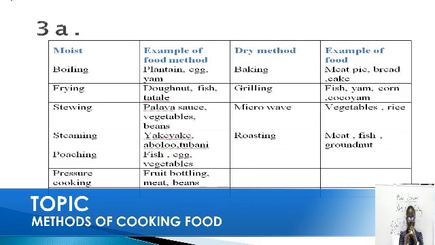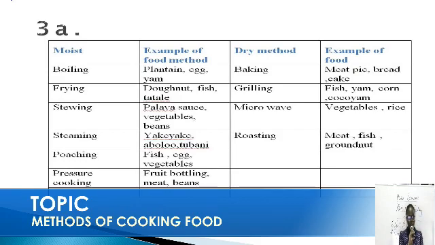The last one on the dry method is roasting. Examples of food that you can roast: we have meat, we have fish, and we have groundnuts. These are some of the examples of food that you can also cook under the roasting method of cooking food.